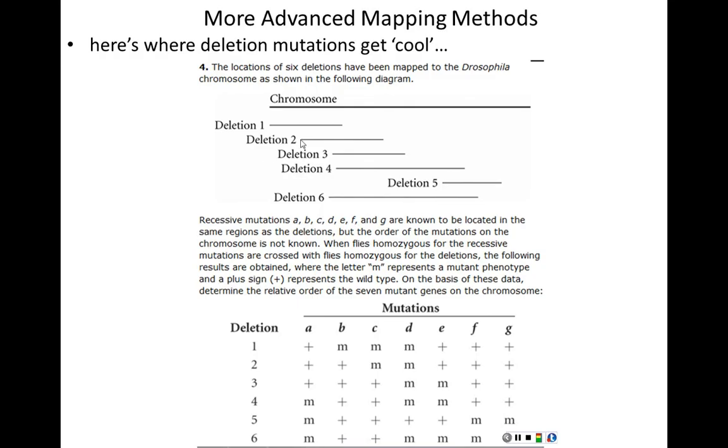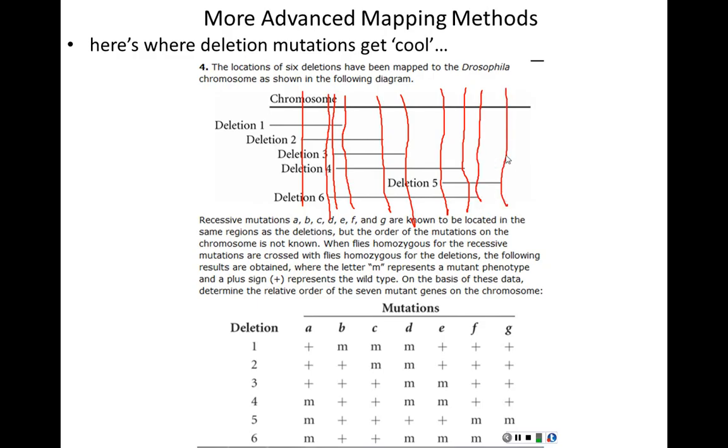At each beginning or end of any of these deletions, we're going to draw a vertical line down, such as this. Vertical line down, vertical line down, vertical line down, and then here, and here, and here, and here, and here, and here. So I just drew vertical lines down at all of the beginnings and ends of these deletion lines.